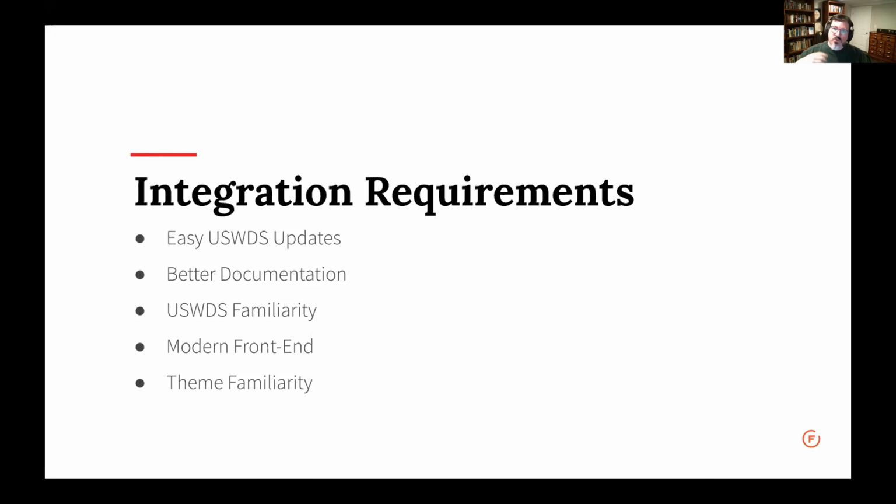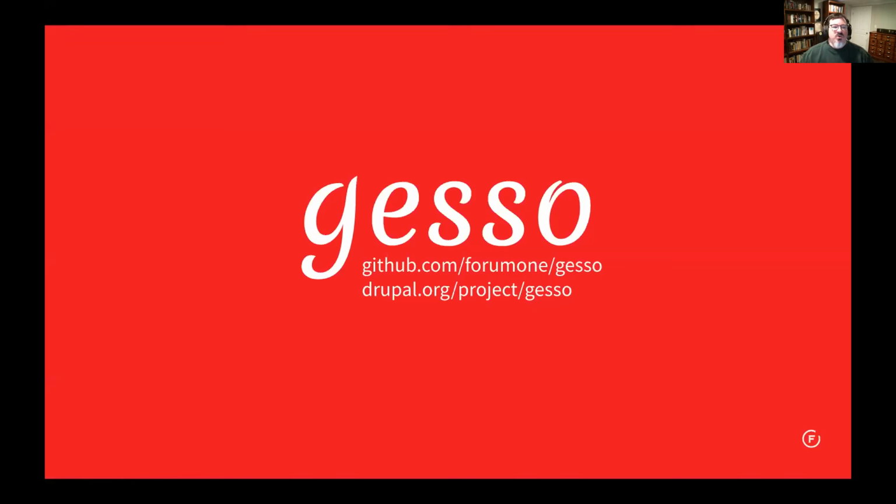So they already know how the code is architected. A lot of the mixins and functions that they like to use are already there to take advantage of. And so what we ended up doing was we started with the Gesso theme. The Gesso theme first came out as a Drupal 7 theme way back in 2014.